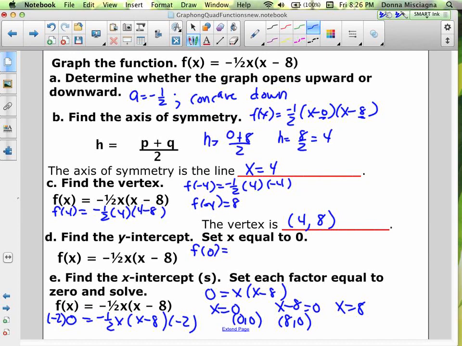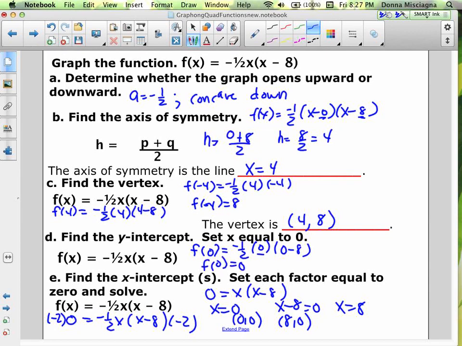So to find the y-intercept, we plug in 0 for x. So we have f of 0 equals negative 1/2 times 0 times 0 minus 8. Well, I'm not going to even bother to add or subtract 8 from 0, right? Because I'm multiplying by 0. 1/2 times 0 times negative 8 is 0.